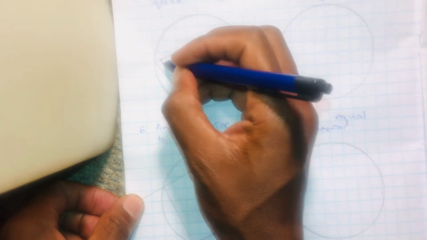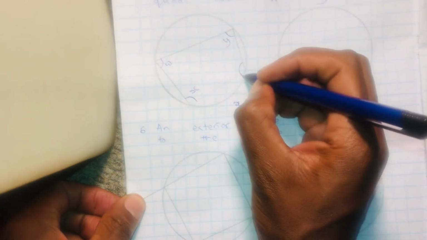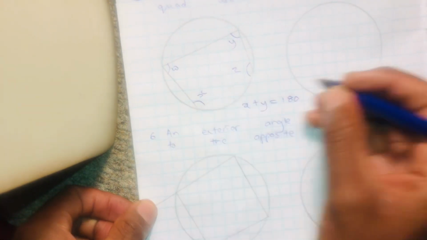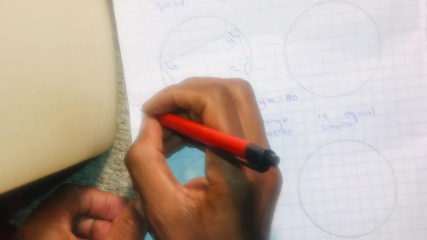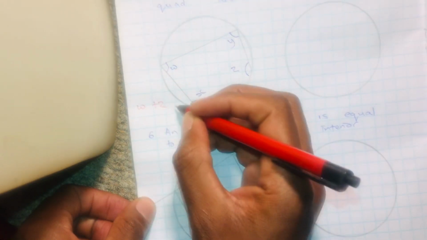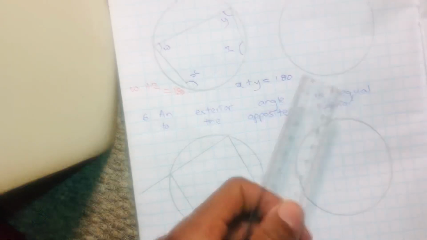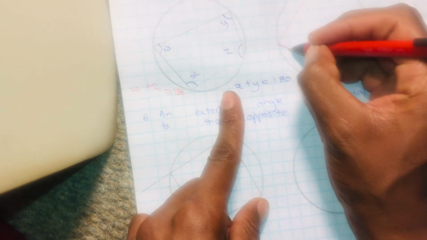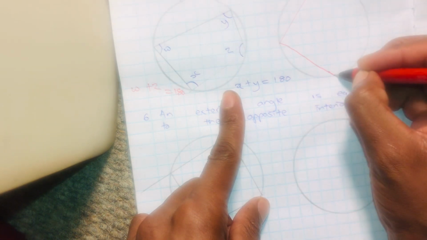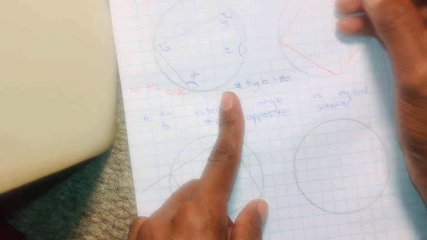Or rather, suppose this was w and suppose this was z. We're simply saying that w plus z is equal to 180. Okay, this we can demonstrate. Maybe suppose we're having a cyclic quadrilateral. This was the cyclic quadrilateral.